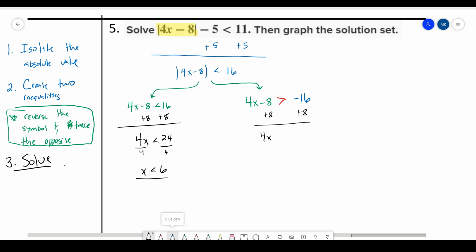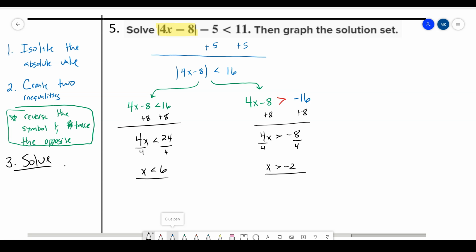And then if we solve the one on the right, we're going to add 8. So we'll get 4x is greater than negative 8. Divide by 4. Now remember, if we divided or multiplied by a negative, we would reverse that symbol again. Here we don't have to. So we have x is greater than negative 2. So now we have two statements, and these are showing us the solution set of our overall system.